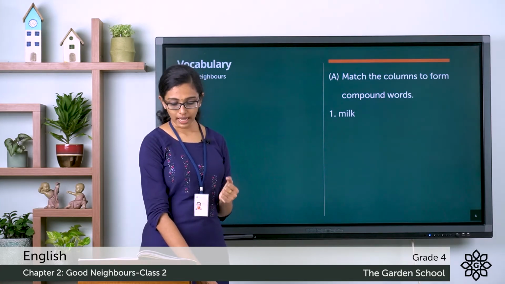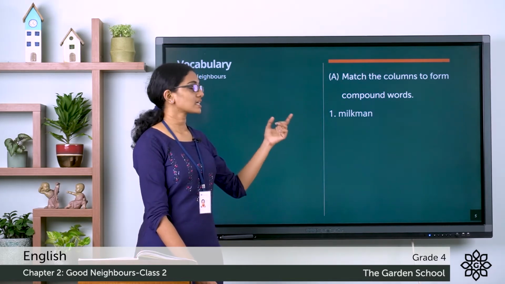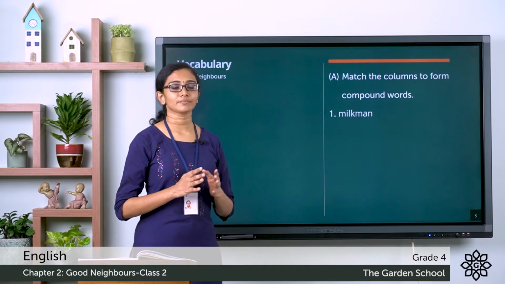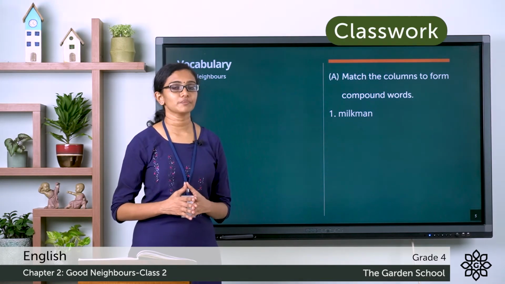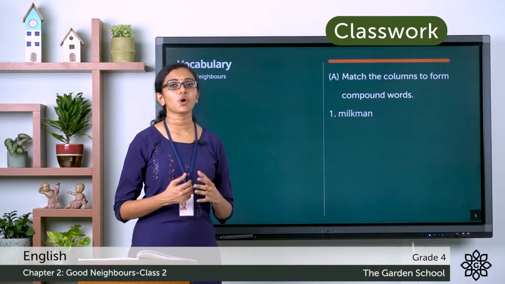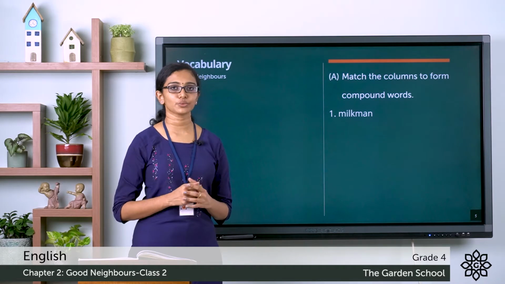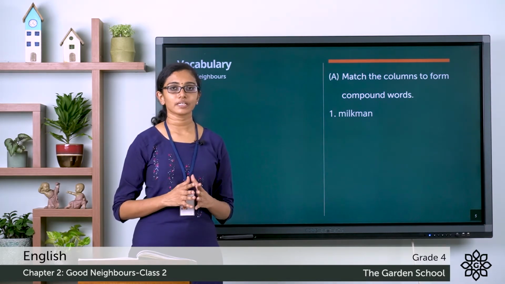Do you see the word man, option B in column B? If you add that word to this, we'll get a compound word called milkman. Similarly, you have to find the suitable matches for the rest of the words given here and form new compound words. You can easily do this. Have you done that? Now let's discuss the next topic in this section.